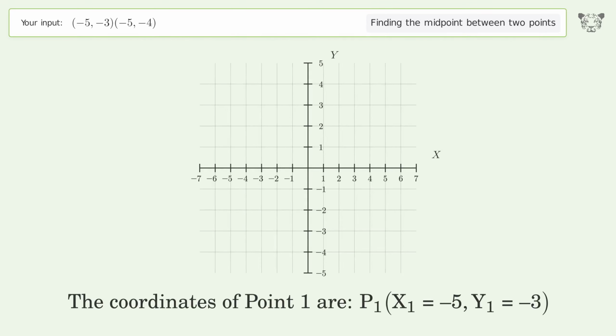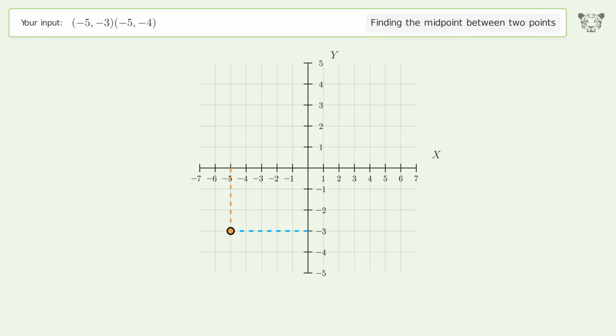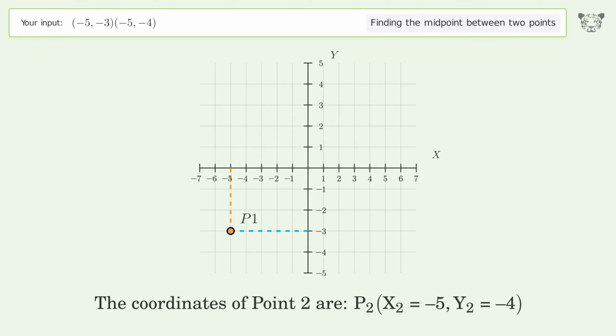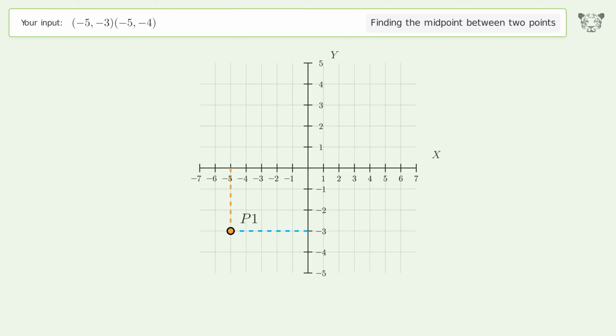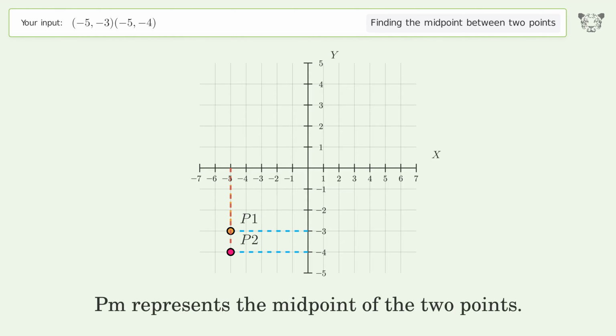The coordinates of point 1 are x1 equals -5, y1 equals -3. The coordinates of point 2 are x2 equals -5, y2 equals -4. PM represents the midpoint of the 2 points.